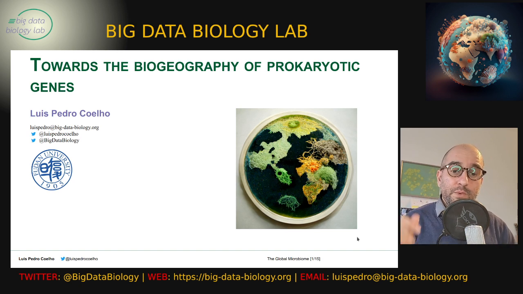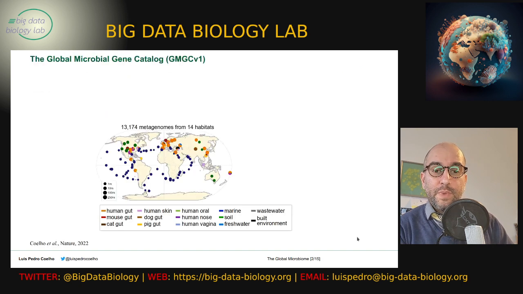Okay, so today we're talking about the global microbiome, and this was based on a paper that came out about a year ago, where we took data, and here's this map that shows you where the data comes from. If you count, there's 14 different colors here, and many of them are human associated, but we also have other animals, mouse, cat, dog, and pig guts, as well as environmental samples.